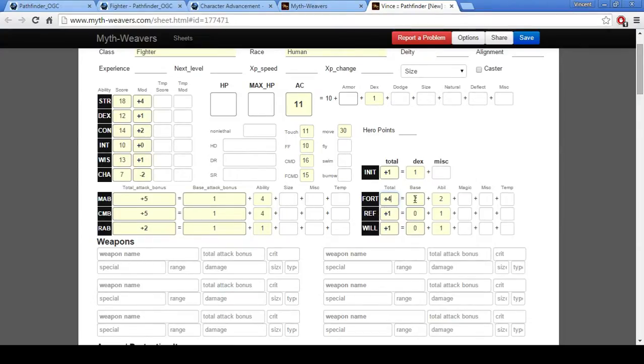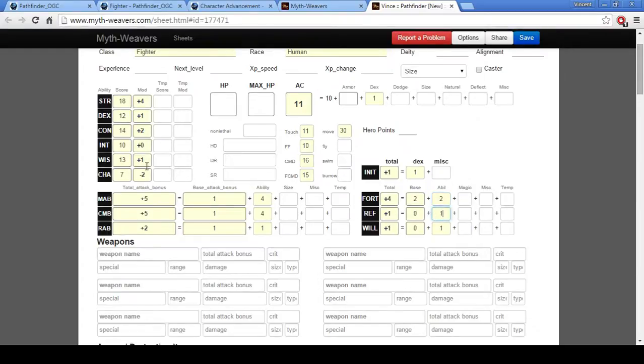By the way, the way you come up with these numbers is that there's an ability score associated with each, and your base. The base is what you get from your class. The ability score comes from over here. For Fortitude, it's Constitution. So that's where that +2 here comes from. You get to add your Constitution modifier to your Fortitude defense.